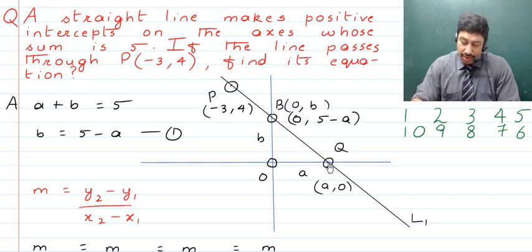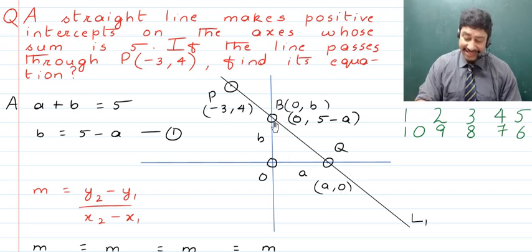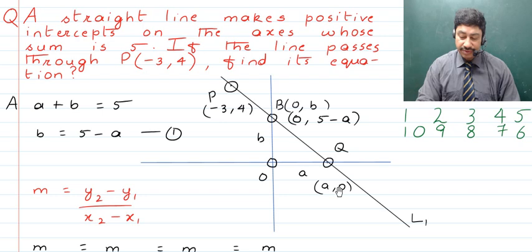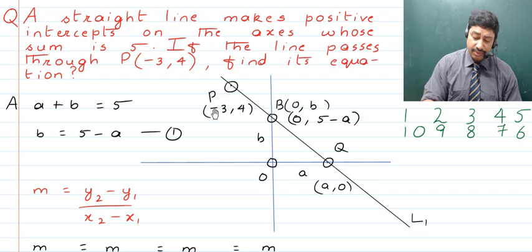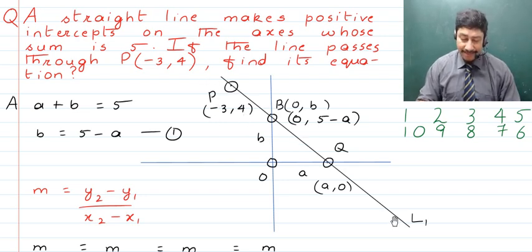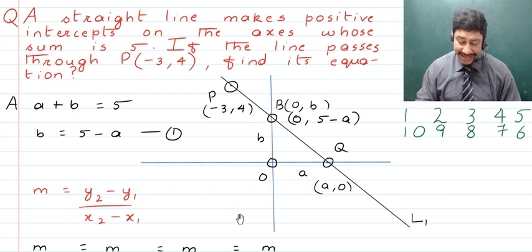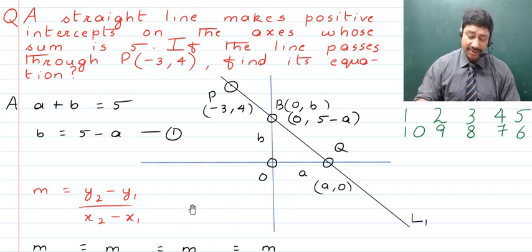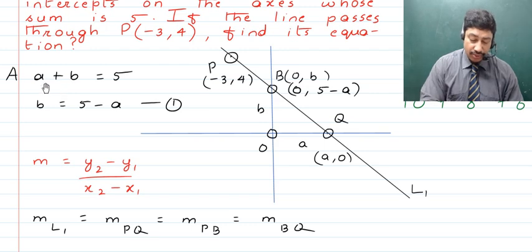So as we talk about this point on the x-axis, which has its y-coordinate to be 0, its coordinate can be written as (a, 0), and this point which has its x-coordinate to be 0, as it is on the y-axis, can be written as (0, b). Now both of these points are, say, P and Q, and we've been given another point P which is (-3, 4), which is on this line, and we've got to find the equation of the line given that the sum of the x-intercept and the y-intercept is 5. So a + b = 5. As such, we can write b = 5 - a.